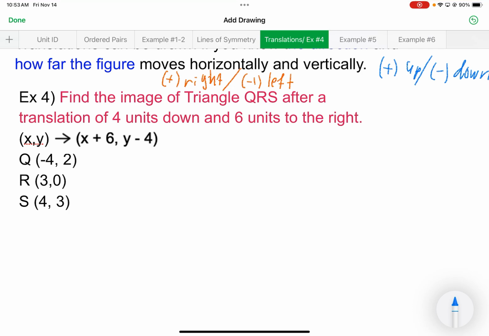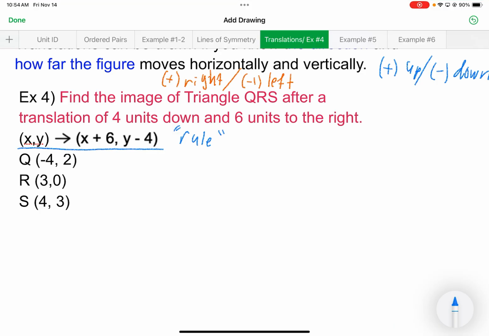Oftentimes you'll see it written this way, as a rule. So this would be the rule that we need to translate. They could also write it in words, like in example 4: find the image, the result, of triangle QRS after a translation of 4 units down and 6 units to the right. Since I'm going to the right, that affects my x-coordinate. That's why I write x plus 6 first. Since I'm going down, that affects my y-coordinate, so it's y minus 4.